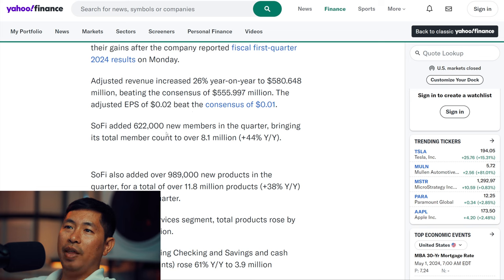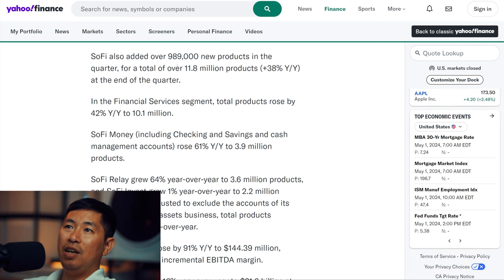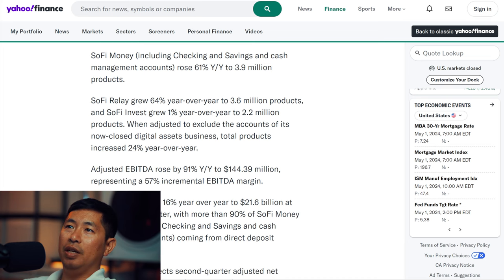SoFi added 622,000 new members in the quarter, bringing its total member count to over 8.1 million. That's plus 44% year over year. SoFi also added over 989,000 new products in the quarter, for a total of over 11.8 million products. That's plus 38% year over year at the end of the quarter. In the financial services segment, total products rose by 42% year over year to 10.1 million. SoFi Money, including checking and savings and cash management accounts, rose 61% year over year to 3.9 million products.